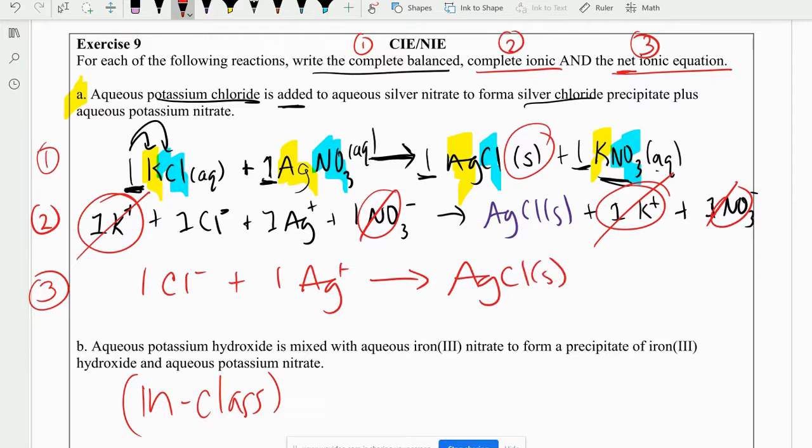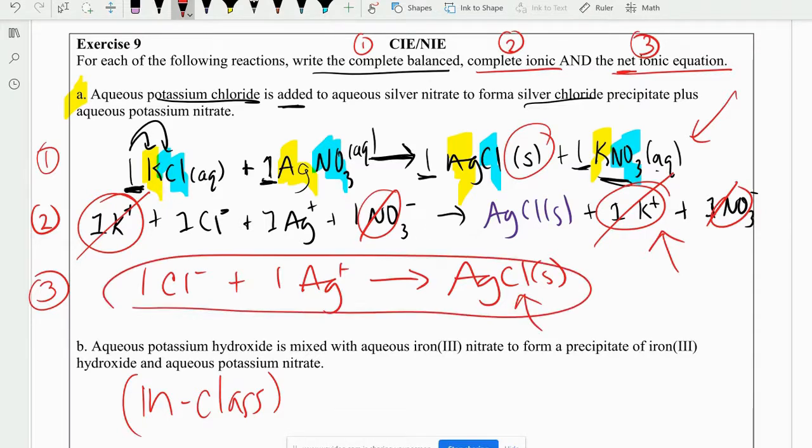All right. And so what you have just learned here is, again, let's recap. You have learned to write a complete balanced reaction. You then learned how to separate that out into its ions, and you're only doing that for aqueous solutions. And then the last thing you are going to do is, after you cancel the freeloaders, you're going to just write what remains, hence net ionic equation.